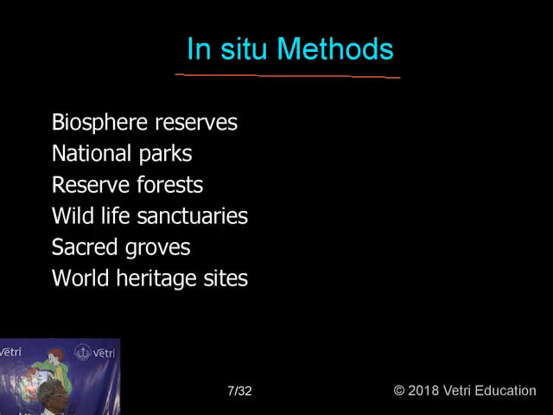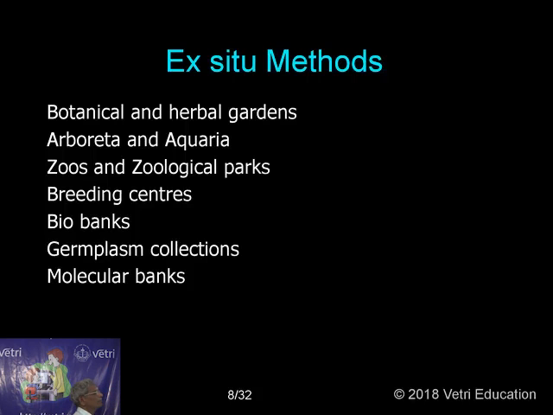These are all naturally occurring in this world, and these naturally occurring areas we have to maintain. Okay? One by one we are going to discuss. Before that, ex situ methods: botanical gardens and herbal gardens, arboreta and aquaria, zoos and zoological parks, breeding centers, biobanks, germ plasm collections, molecular banks. So these are also some of the very important methods for ex situ conservation of nature.